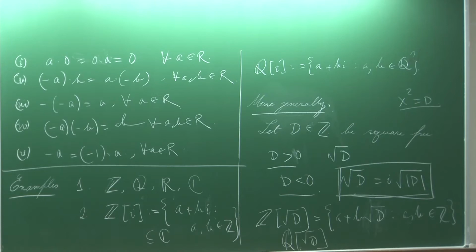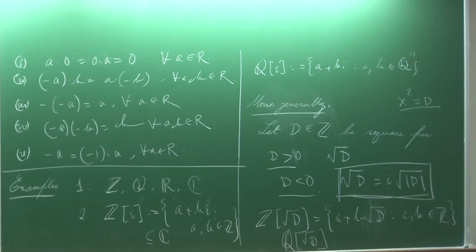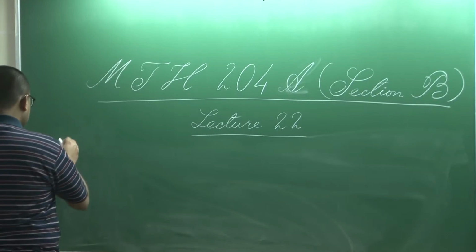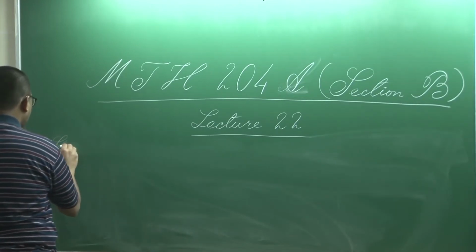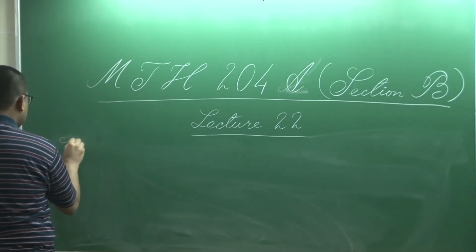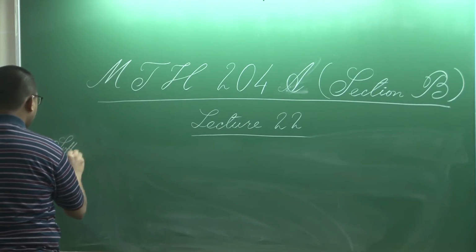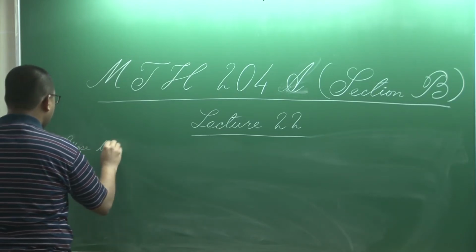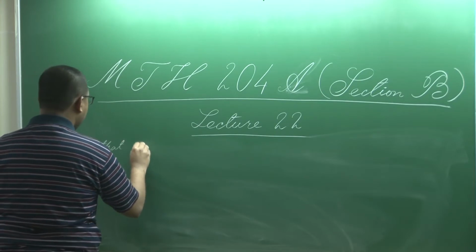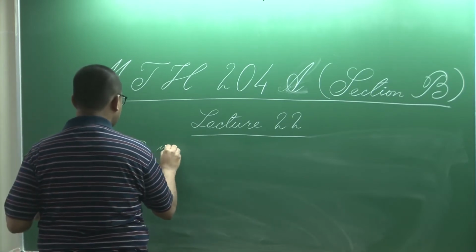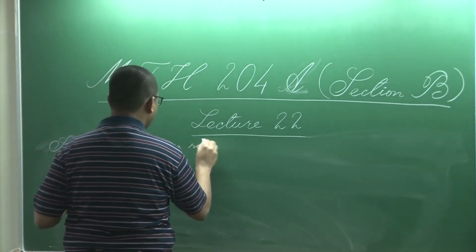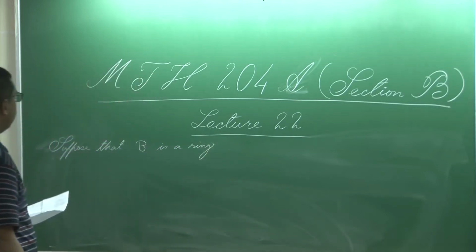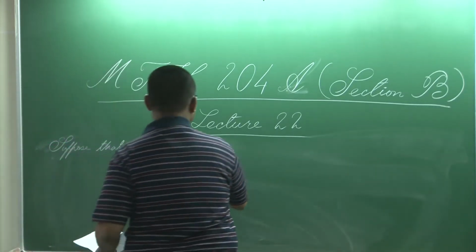So, the following is a generalization of this. Let me do that in somewhat more generality. So, suppose that B is a ring and A is a subring.